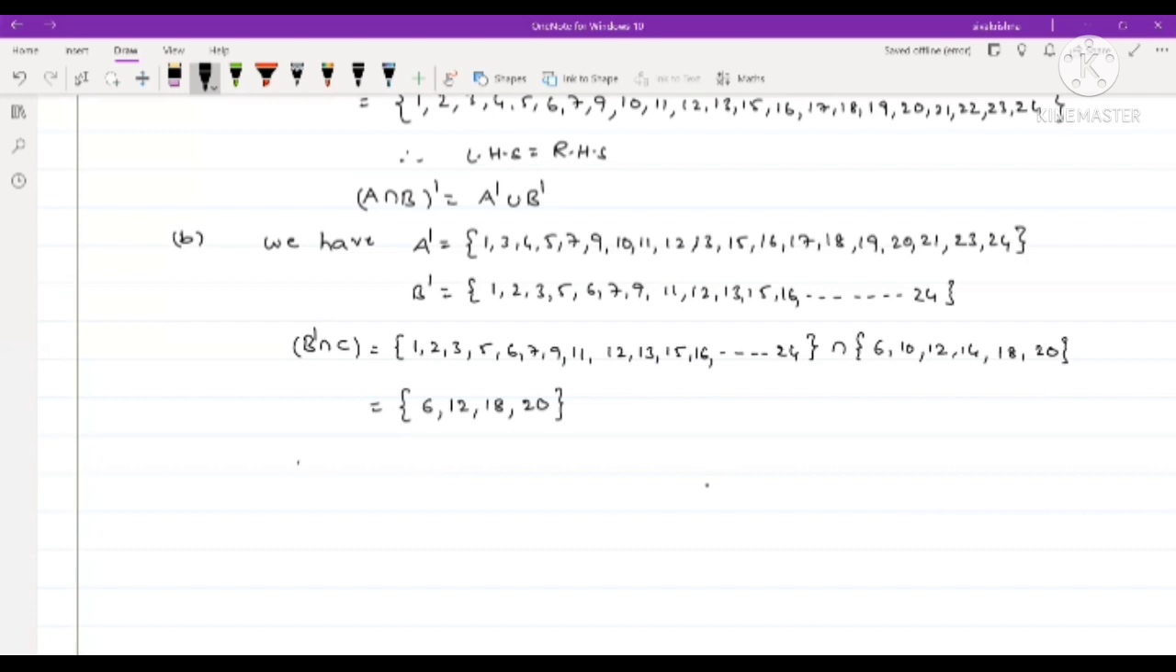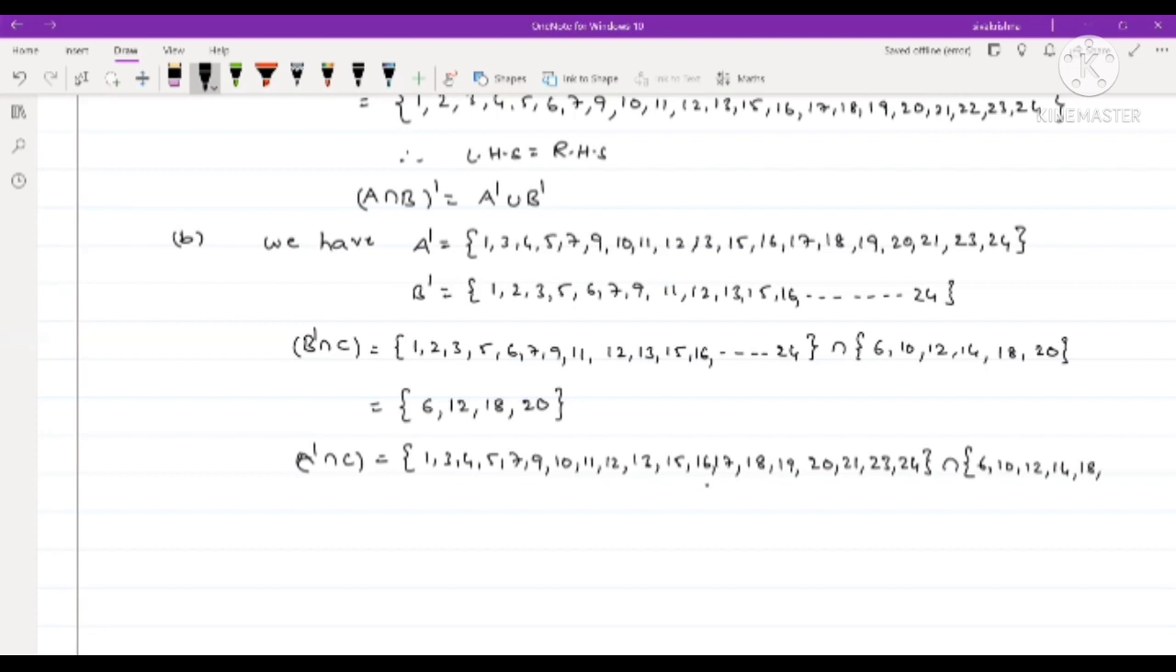After that we have to find A' intersection C. It means once again we have to write A': 1, 3, 4, 5, 7, 9, 10, 11, 12, 13, 15, 16, 17, 18, 19, 20, 21, 23 and 24. Intersection. C is nothing but once again 6, 10, 12, 14, 18, 20. Okay. So this is C.